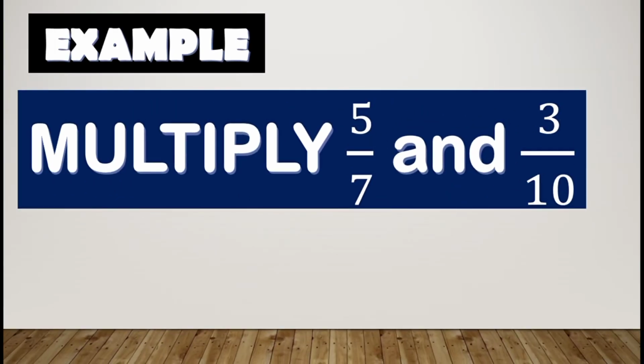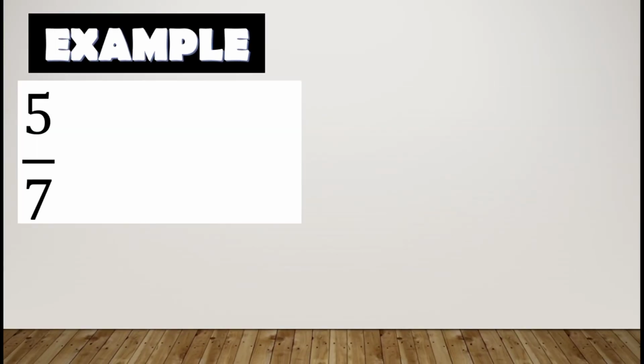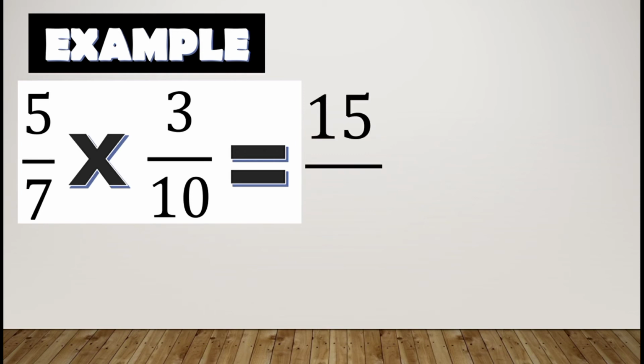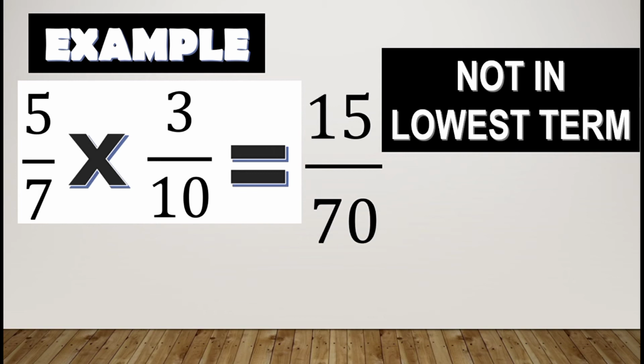Multiply 5/7 and 3/10. So, getting the product of these two fractions, remember the steps: multiply numerator times numerator, denominator times denominator. So, all we need to do is to multiply 5 times 3, that is 15, and 7 times 10, the product is 70. 15 over 70 is not yet written in lowest term.